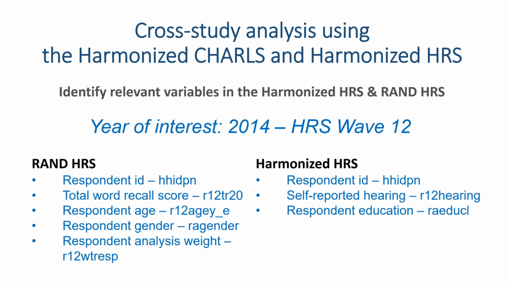From the Harmonized HRS, we'll still be using the same person identifier, and we'll use R12HEARING for self-reported hearing and RAEDUC_L, which is our harmonized education level.